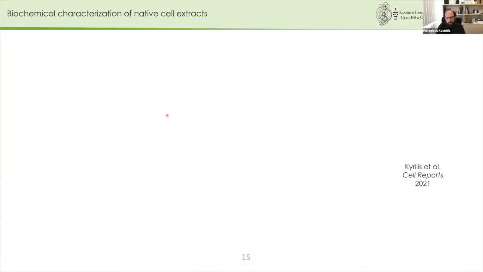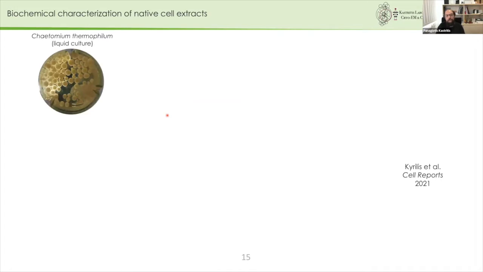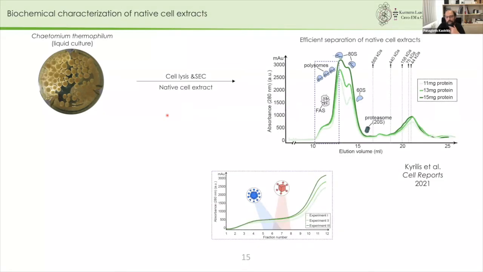So what we do is we have our Chaetomium thermophilum liquid culture. We do our cell lysis and size exclusion chromatography of the native cell extract. And then we get a reproducible size exclusion chromatography profile. And in this profile, we are focusing in this presentation on the first fractions where there are megadalton complexes that elute. So there are from 4 megadalton to 10 megadalton complexes.